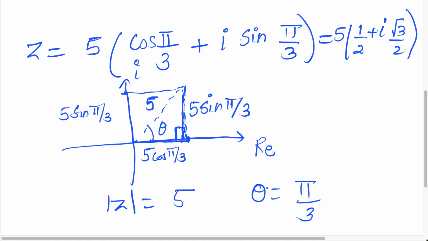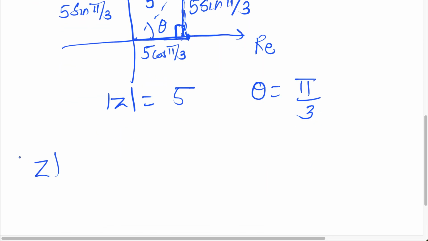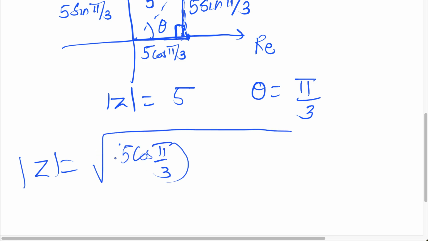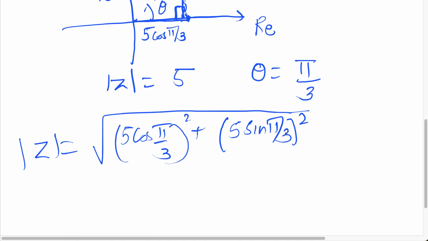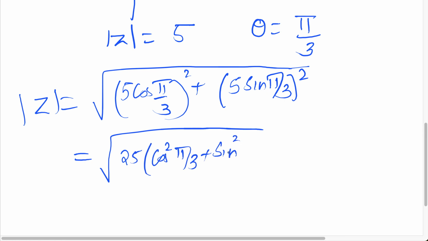So what was the way you have to find the modulus? Real part square plus imaginary part square, correct? So modulus of z is square root of real part square plus imaginary part square, and I used my knowledge of trigonometry that cos square theta plus sin square theta is 1. And that's the reason, without resolving any further, I knew that the modulus is 5.